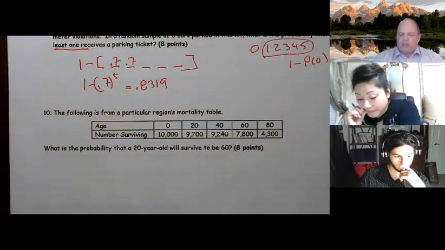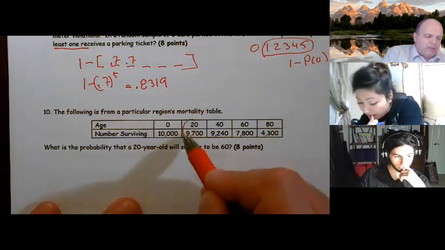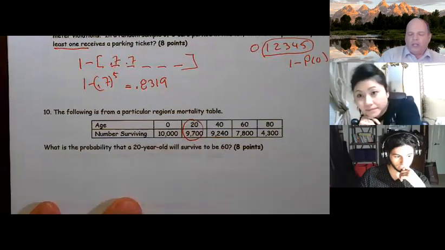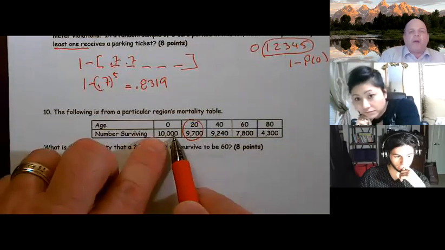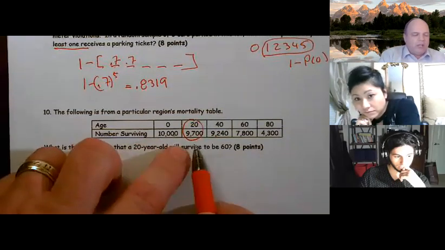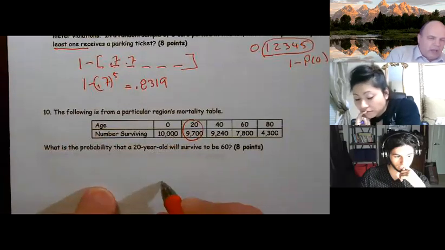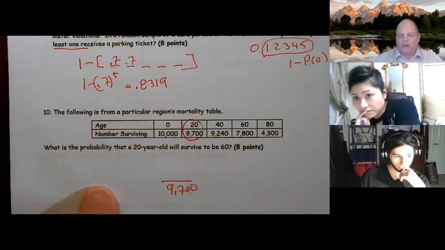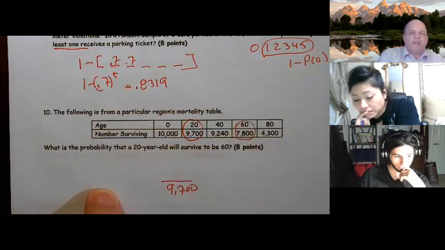Well, in this particular case, we sit there and go, you know what? They've already made it to 20. Okay, we already know, so we don't have to worry about this group. We're no longer taking it out of a population of 10,000. We're taking it out of the population of 9,700. There's 9,700 of the original 10,000. Well, how many make it to 60? 7,800.